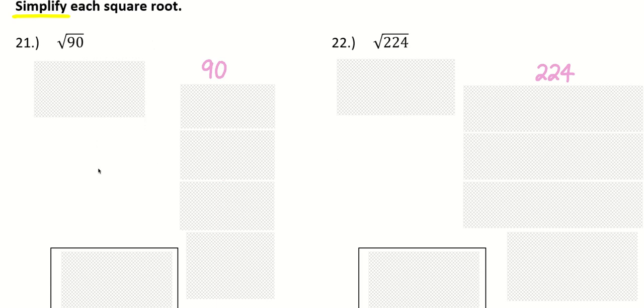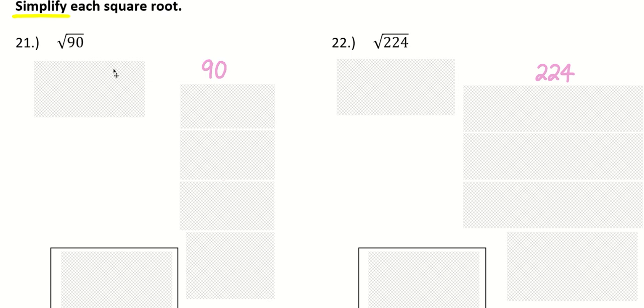But with simplifying, the idea is, if you can't do the entire square root of 90, which you can't, not cleanly, and you can't do a clean square root of 224, maybe you can do at least some square rooting and basically be able to call it simplified.